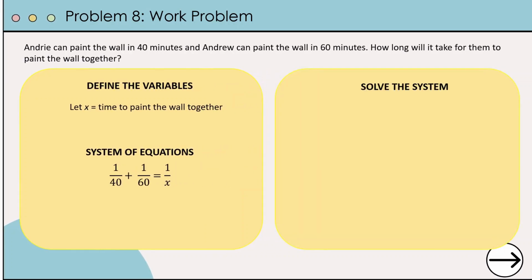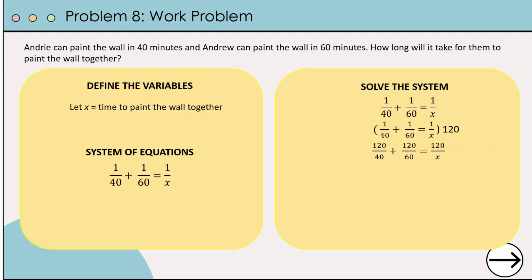Now let's solve the system. Our equation is 1 over 40 plus 1 over 60 is equal to 1 over x. Since we have fractions, our first step is to get the LCD of 40 and 60, which is 120, and we multiply the whole equation by 120. We distribute 120. We get 120 over 40 plus 120 over 60 equals 120 over x.